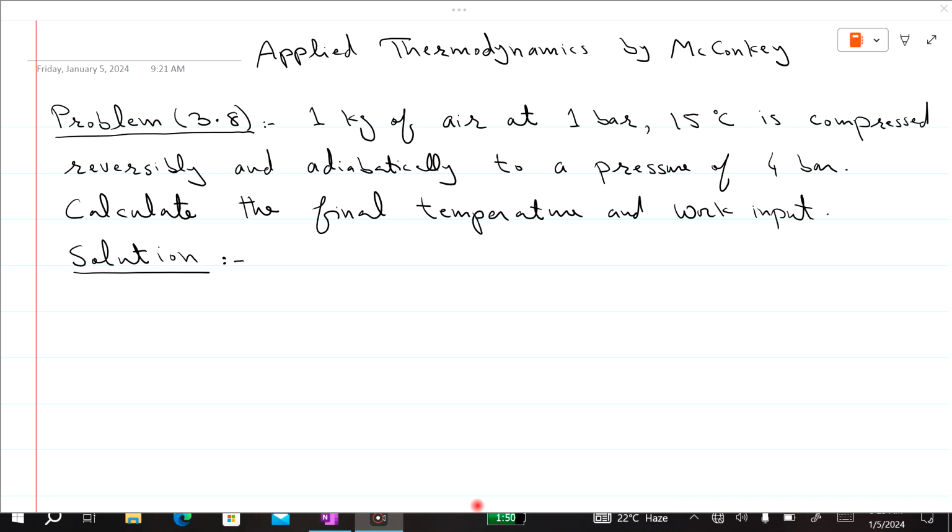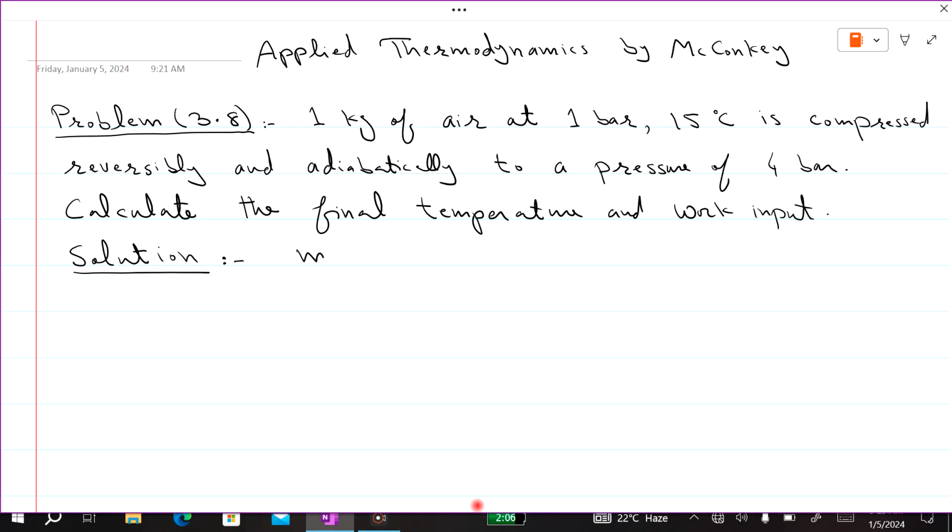In current lecture we are solving problem 3.8. The statement of the problem is: 1 kilogram of air at 1 bar, 15 degrees centigrade is compressed reversibly and adiabatically to a pressure of 4 bar. Calculate the final temperature and work input.